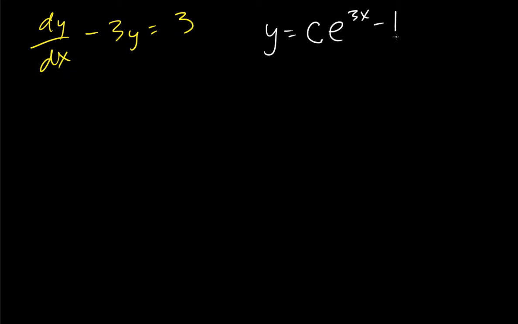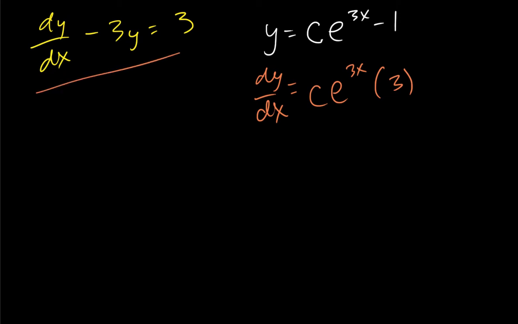Now on this next one, they give us a derivative function, or just a differential equation, and they want us to show that this is a solution. So what we're going to do is take the derivative of this, so that becomes dy dx. Now if we take the derivative of this, it's going to be c e to the 3x, and then we want to times by the derivative of the inside.